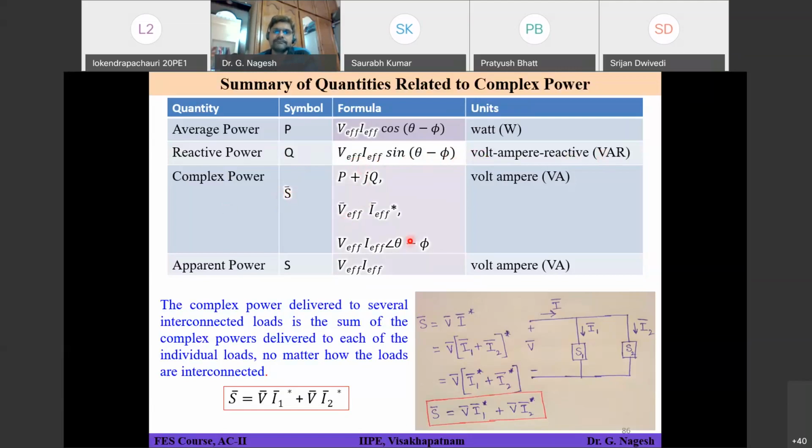All these formulas are valid: P plus jQ, or V effective phasor into I effective phasor conjugate, or V effective into I effective at an angle of theta minus phi. This is polar form, this is exponential form, and this is rectangular form. The unit is volt amperes. Apparent power is the magnitude of your complex power, which is V effective into I effective, and the unit is again volt amperes. But complex power is denoted by S bar and apparent power is denoted by S.